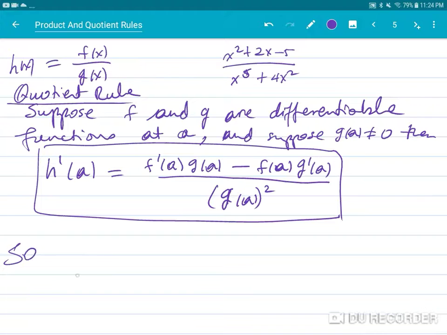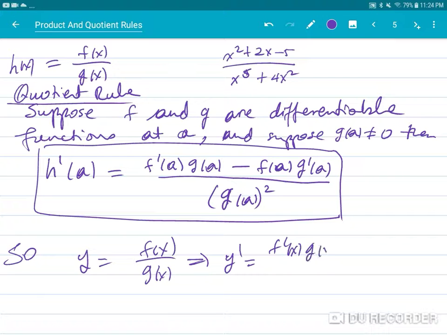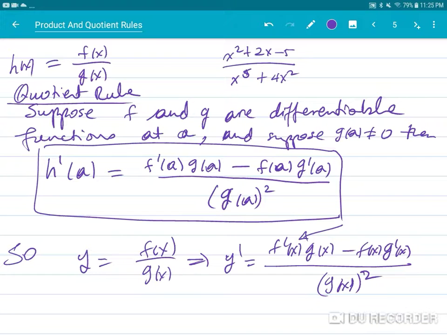So in short, if I have y equals f of x over g of x, then y prime is f prime of x times g of x minus f of x times g prime of x, divided by g of x quantity squared. Make sure you differentiate the first function first.